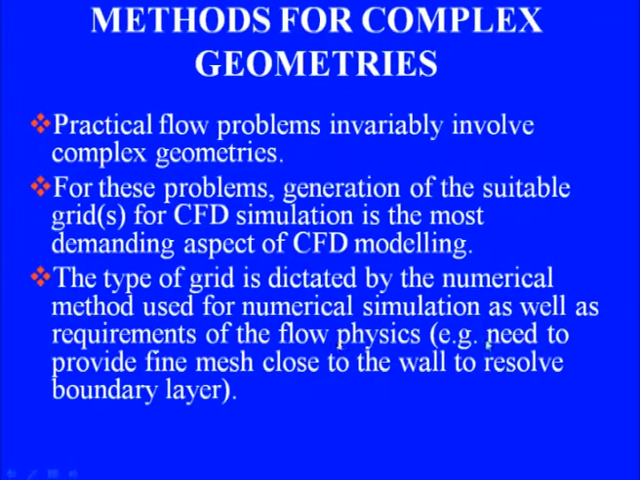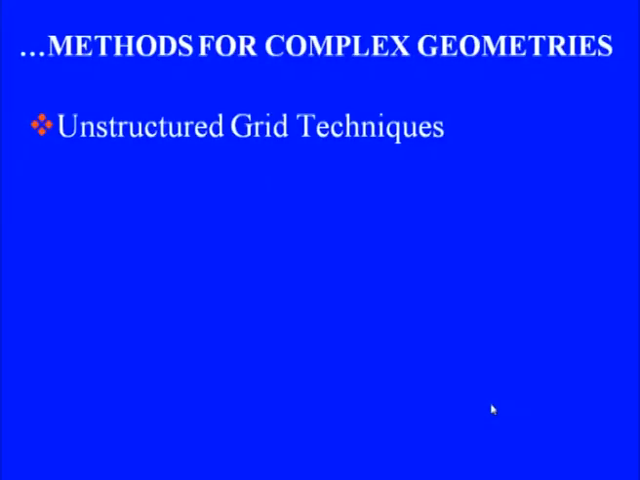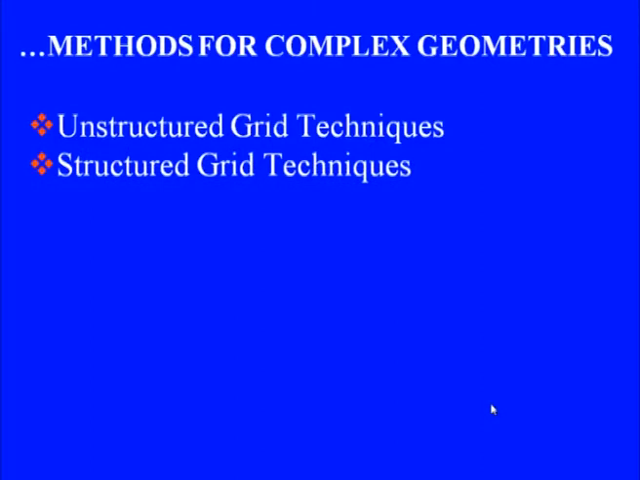And it will also depend on the requirements of flow physics. For instance, if you have got solid surfaces involved, we need to provide fine mesh close to the wall to resolve the boundary layer. So even if you are performing RANS simulations for turbulent flows over walls, we have to provide enough grid points close to the wall to resolve the boundary layer properly. So grid design has to take care of this aspect as well. Now we can use both unstructured as well as structured grid techniques for modeling of complex geometries. So let us have a brief look at both of these types once again.